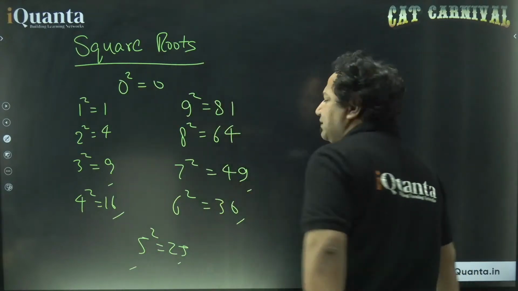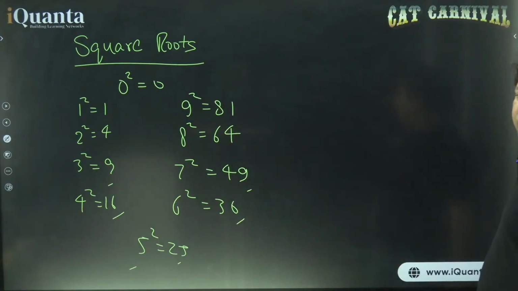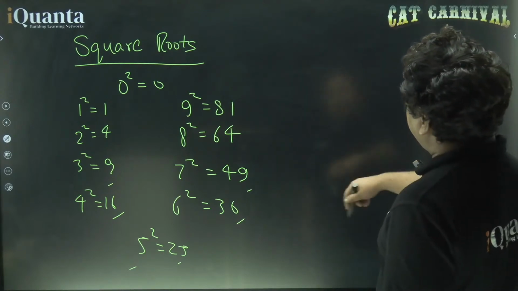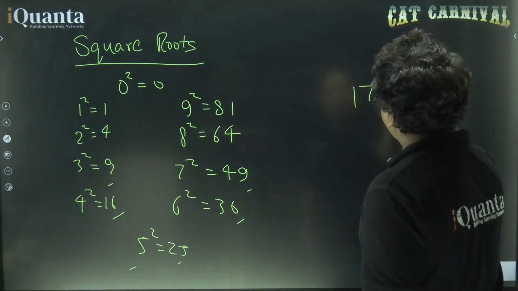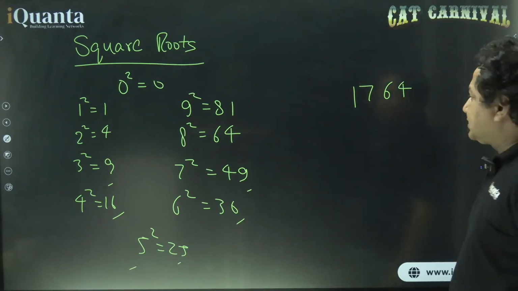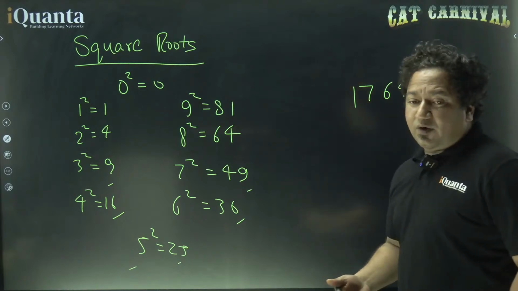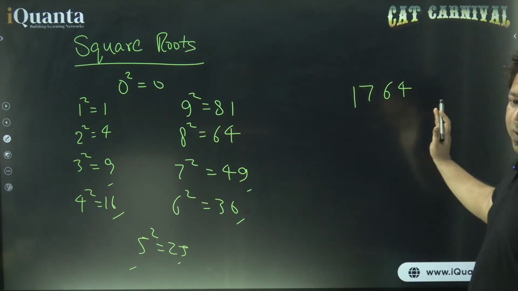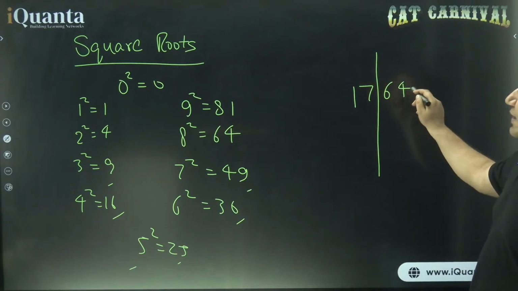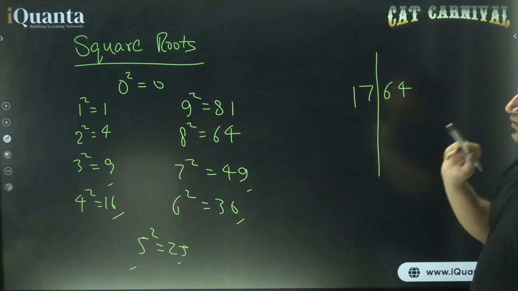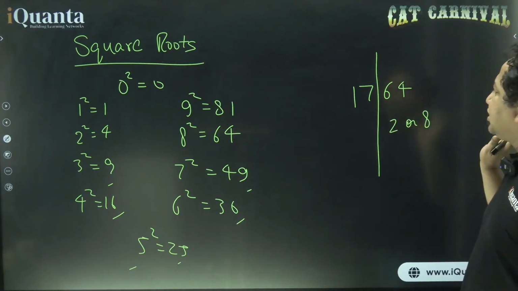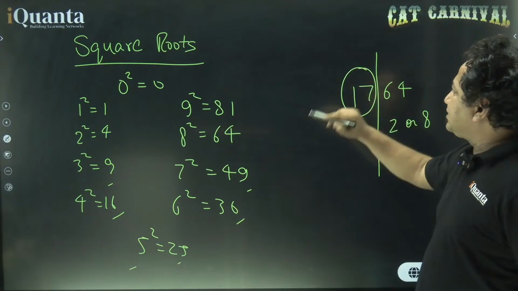Now, how to solve that? How are we going to solve it? Okay. So let me pick a number 1764. I want to find the square root. All I need to do is, like in the case of cube roots, where I counted 3 from right, now I'll count 2 from right, 1, 2, and put a line like this. It ends at 4. That means the square root can end at either 2 or 8. We are not sure.